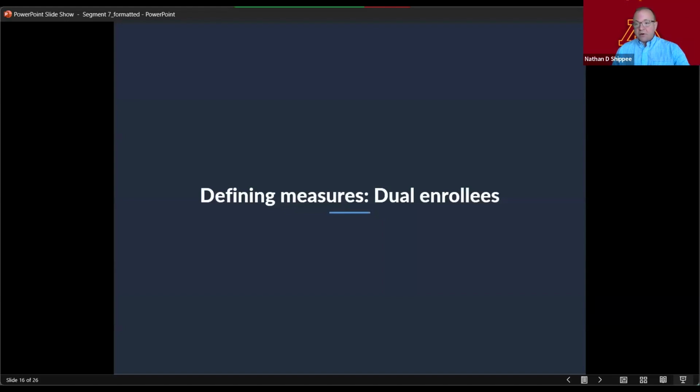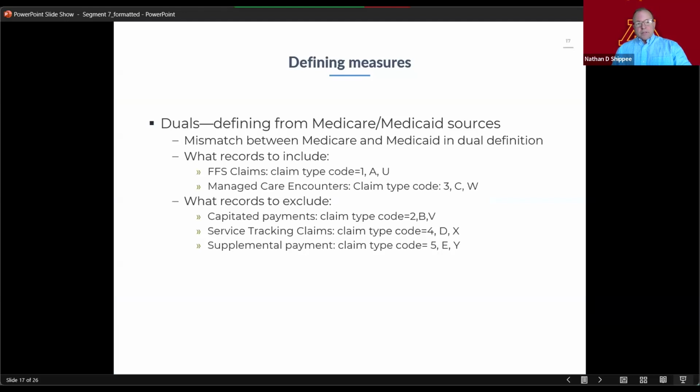And still defining measures, but now going over to that example from dual enrollees. One of the biggest things is, duals: how do we define dual status in the beginning and make sure that we're getting a fairly refined definition of this measure? If we were a researcher making a request, we might ask for a slightly wider population to make sure we don't lose anybody, and then we might have to do this kind of fine tuning when we actually get our data. But as we mentioned, there's a mismatch between Medicare and Medicaid in that dual definition.